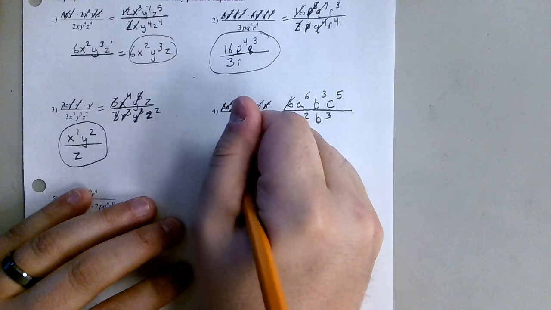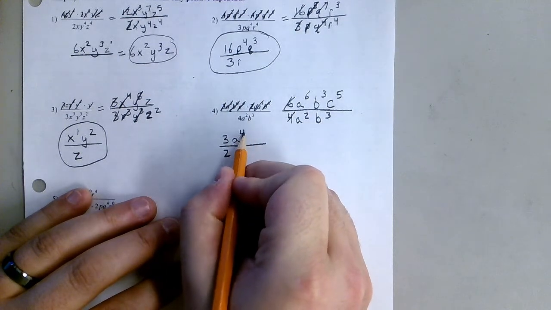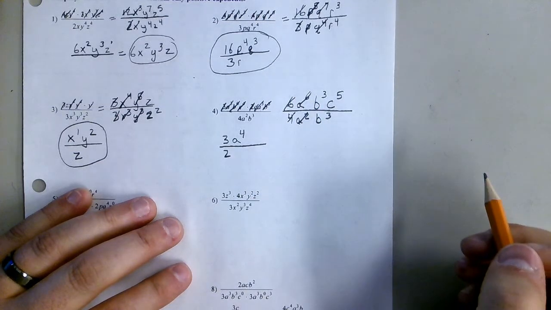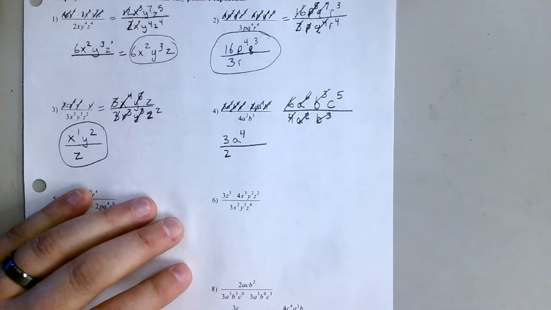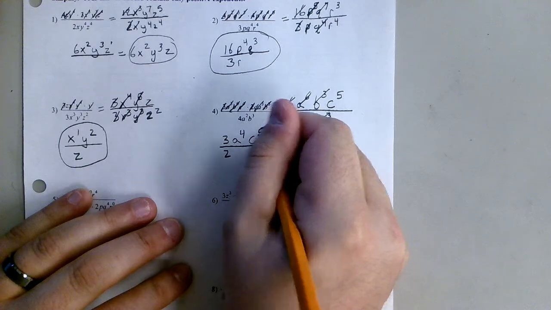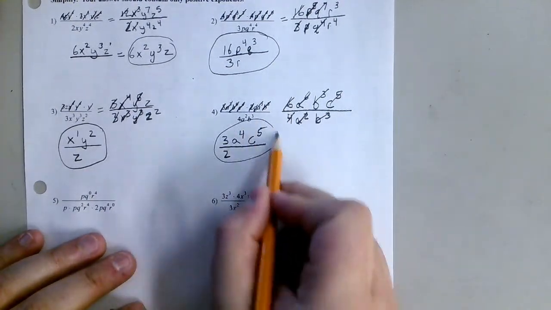Then I have more a's up top. I have 6 minus 2 is 4 more a's up top. So I'm done with those. Then my b's, I have 3 up top and 3 in the bottom. Those are just going to cancel. And then I have more c's up top, so c to the 5th up top. And there's our final answer.